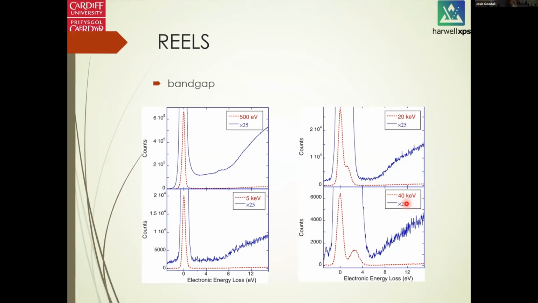And when the energy increased to 40 keV, because of the recoil effect, we will be able to see both aluminum and nitrogen transitions, which overlap the onset of the band gap. Therefore, it's very hard to determine the position of the band gap energy loss. So it's very important to choose different energy sources to measure a certain semiconductor band gap.